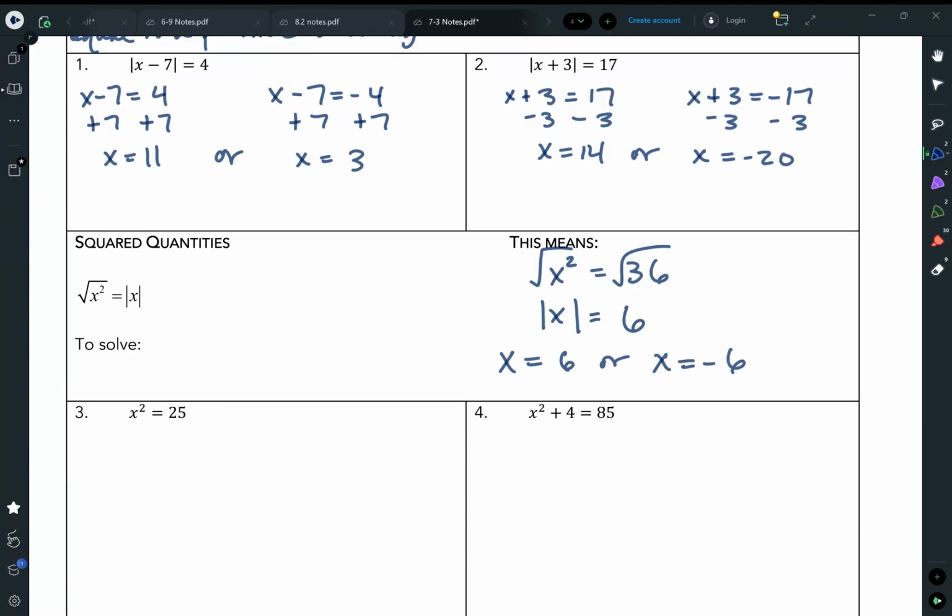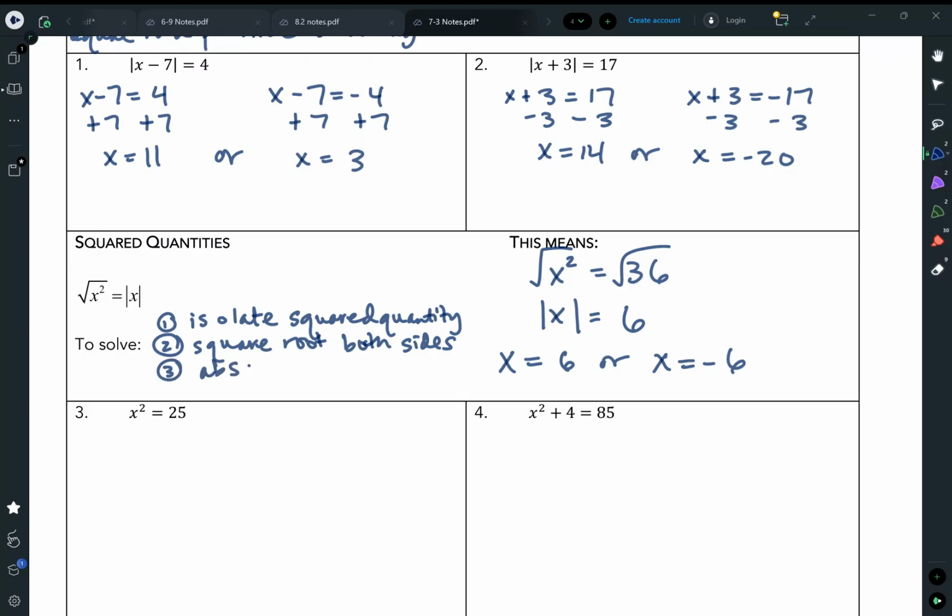So when I'm solving it, I have a squared quantity. First thing that we're going to do is we're going to isolate the squared quantity. And today I think they're all going to be isolated for you. Second is to square root both sides. And then third step is going to be absolute value. And the fourth step is going to be just solve.